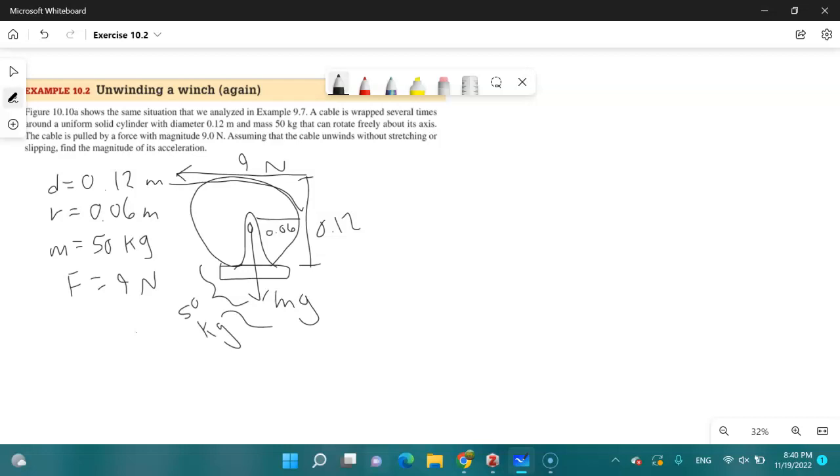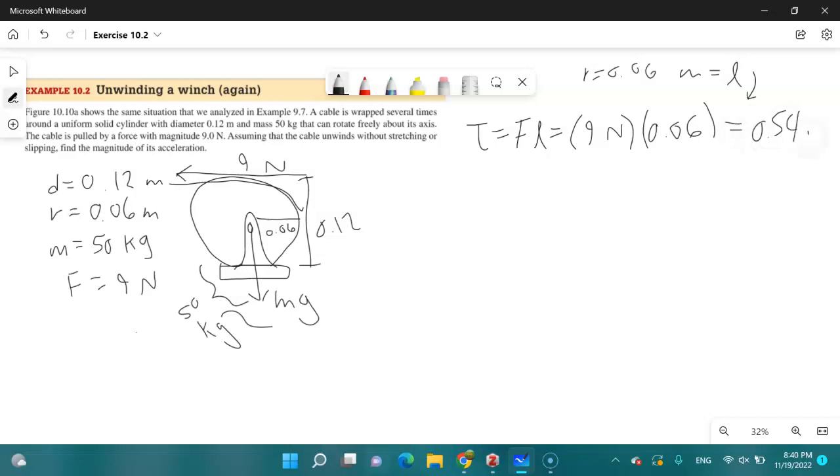So the first thing we're going to do is try to find the torque. So the torque in this case, as we've used before, is the force times the length that we're finding. So the force, we know that it's 9 newtons, and then in this case the radius is 0.06. Because the radius is 0.06, and the mass is equal to this, so we can utilize this in our formula. So 0.06 meters, and then that brings us to 0.54 newtons times meters.